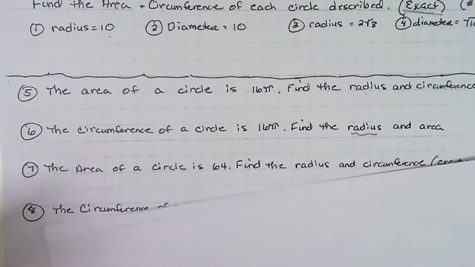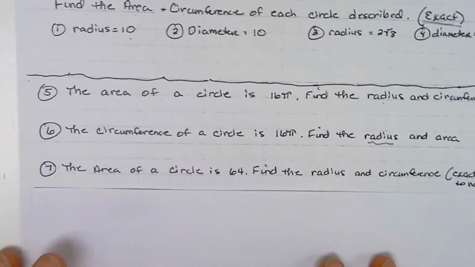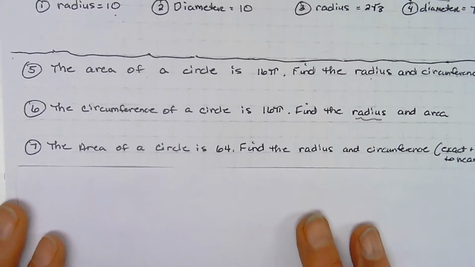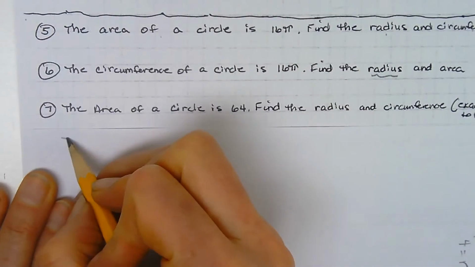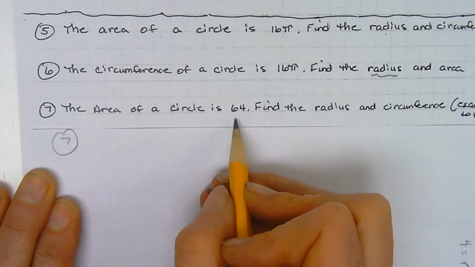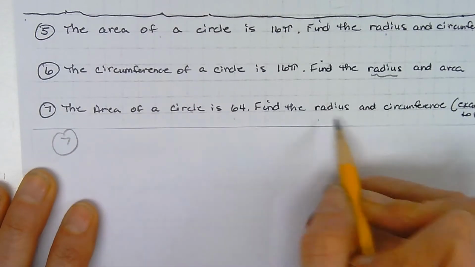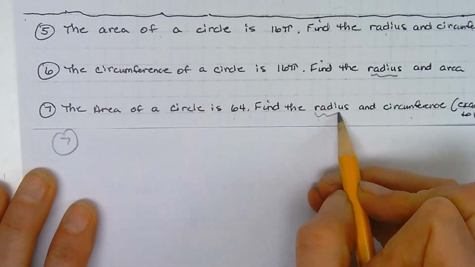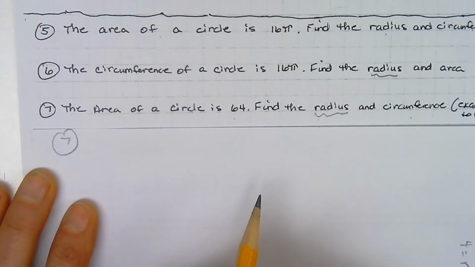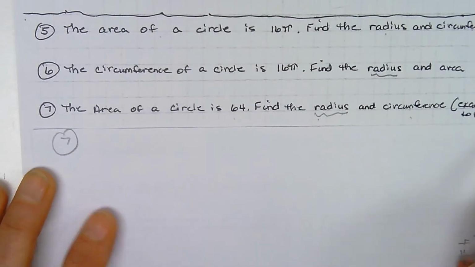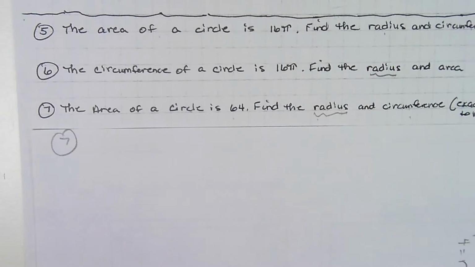Number 7. Now 7 and 8 are messy. Step by step. Number 7. The area of a circle is 64. Find the radius and the circumference. So we'll find the radius first and then use it to find the circumference. We're asked to find exact and rounded to the nearest hundredth.